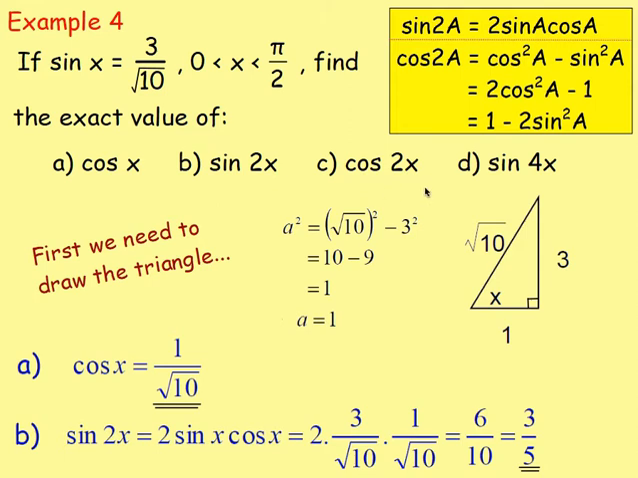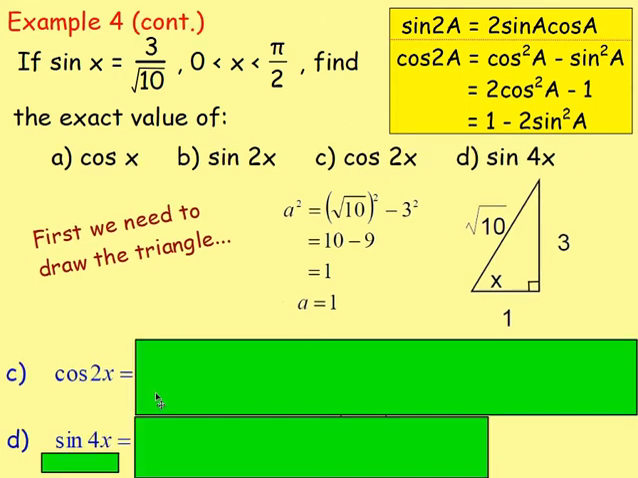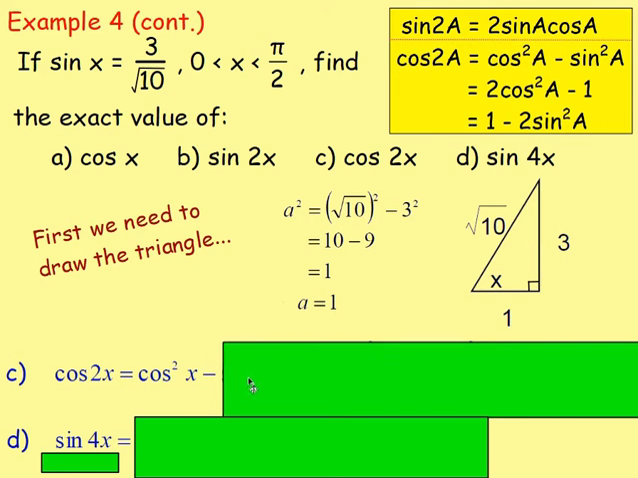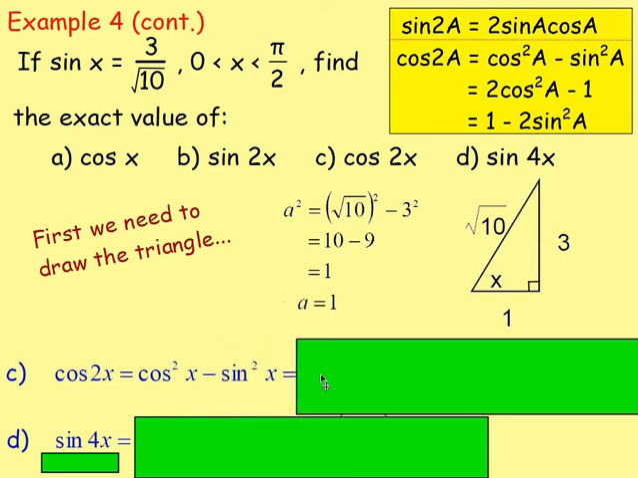Going further, part C, cos 2x. Well, how would you get cos 2x? From here, you want to use one of the formulas again. It doesn't really matter which one you use. You could use any, and you would get the exact same answer. I'm going to use cos squared x minus sin squared x. So I'm just using this formula here and replacing the a with x. From that then, I know what cos x is, so I can replace that.